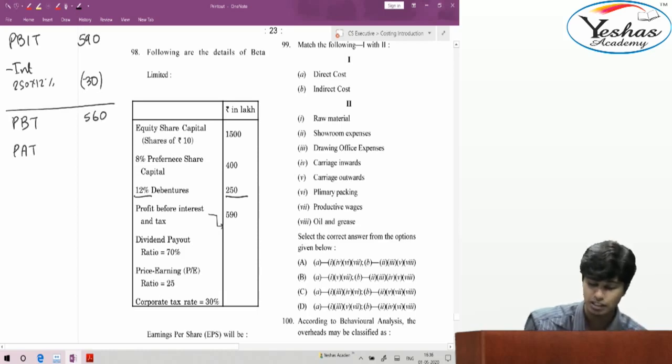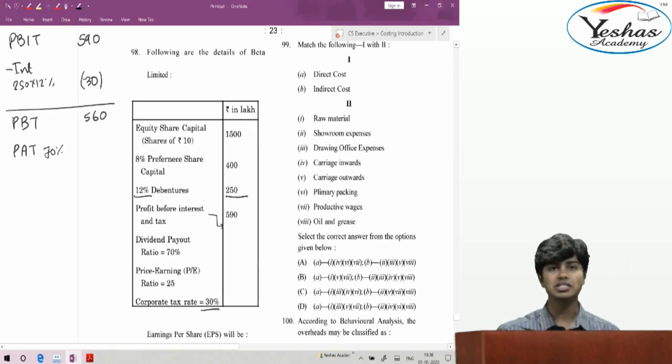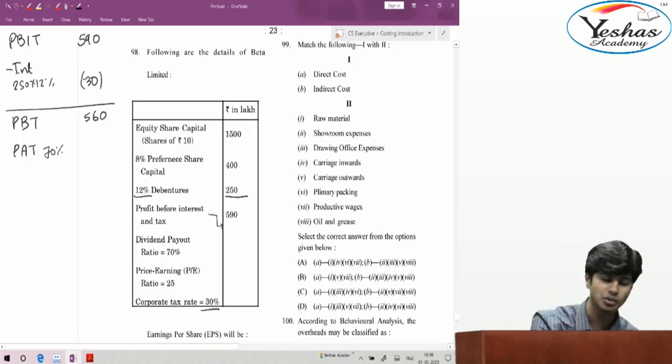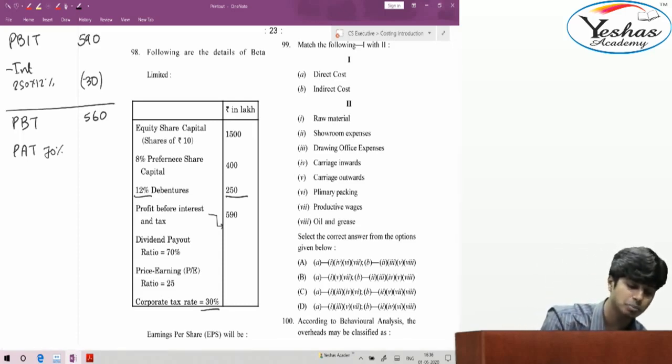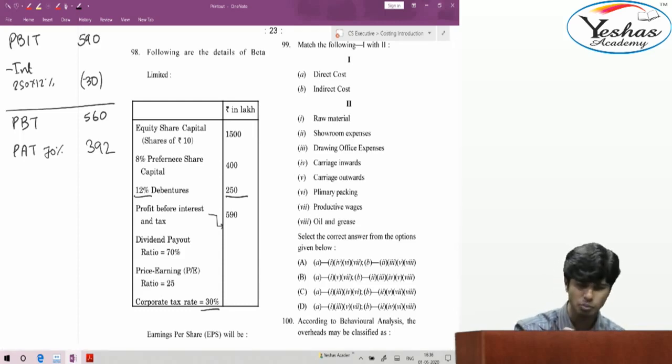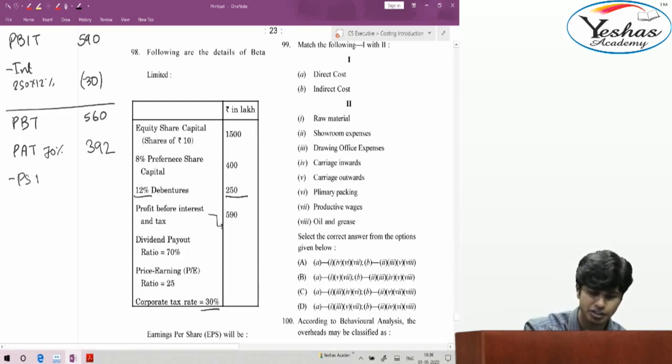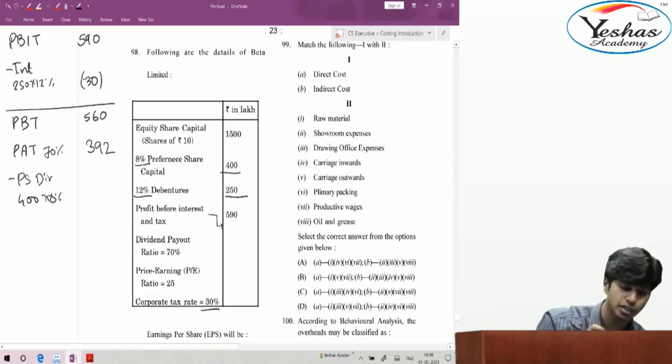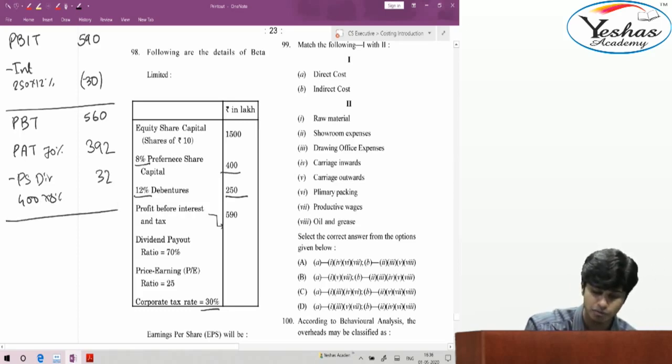I'll write profit after tax. Tax ratio is 30%, so if I deduct 30%, profit after tax will be 70%. I'll straight away do into 70. 560 into 70% will give me 392 as my profit after tax. In my profit after tax, first I'm supposed to pay money to my preference shareholders, so I'll pay preference share dividend. How much is it? 8% of 400, which is 32. So 32 will go towards the preference share dividend, and the profit available to equity shareholders is 360.